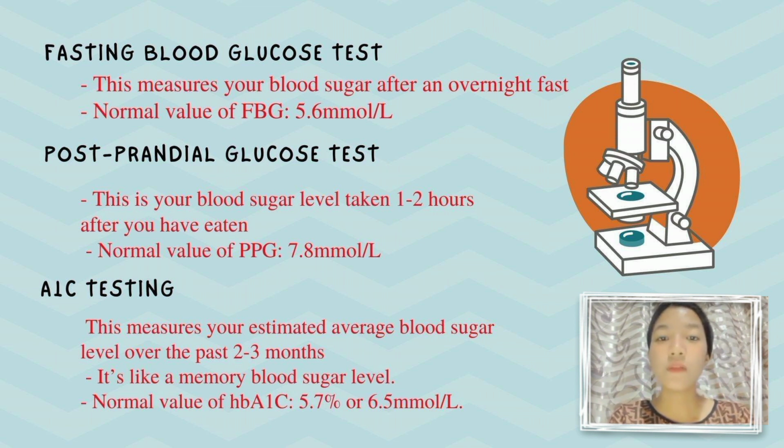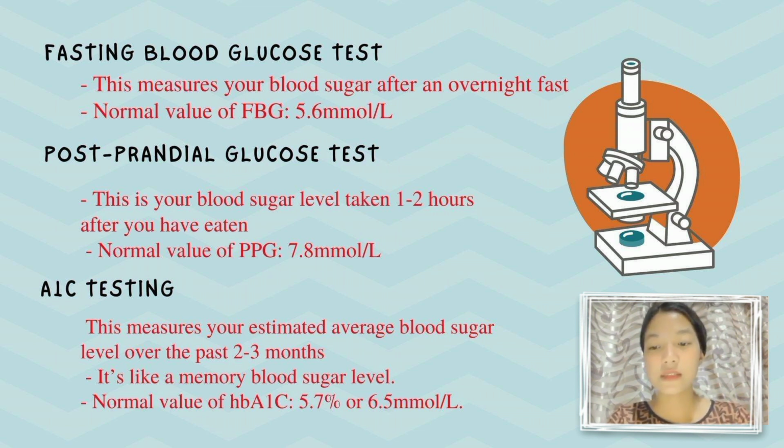So the normal value for FBG or FPG is 5.6 millimoles per liter. That means the amount of sugar you have in your body. Then if it exceeds that, you have prediabetes. Prediabetes is when blood sugar level is high and at risk of developing type 2 diabetes.